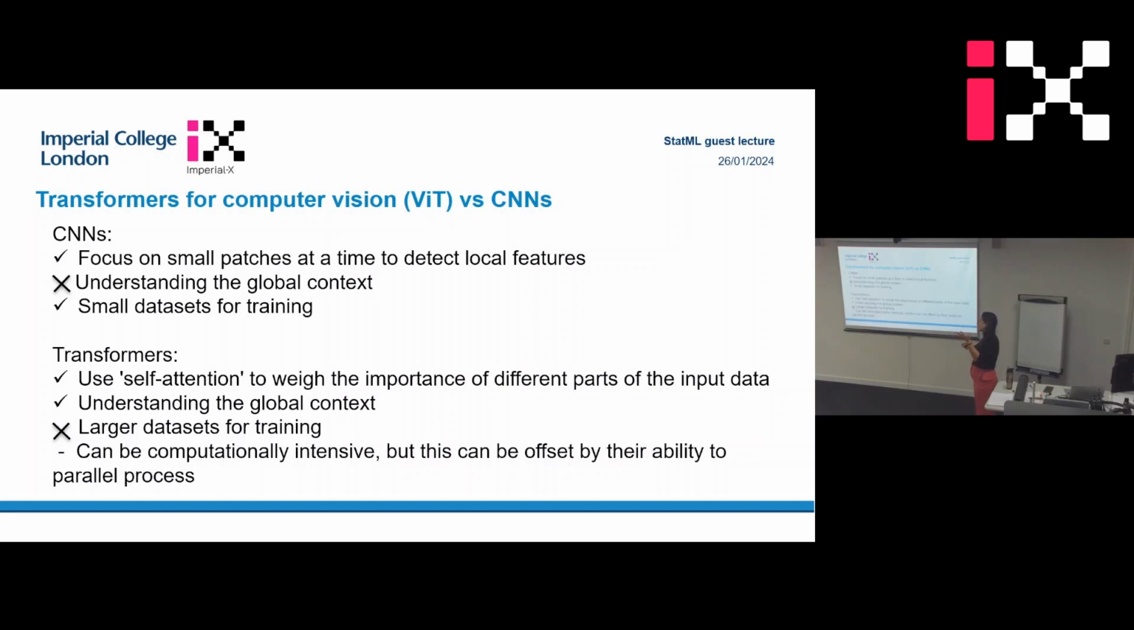So if you have very complex images with a lot going on, and understanding the global context of the image is important, then you want to use a transformer. However, if you're more interested in local features, like object detection, you probably want to use a CNN. The good thing about CNNs is that you require less training data. Transformers, to be fair, can be computationally intensive, but they can offset this because they're able to process in parallel. So it's not always true that they are more computationally expensive than CNNs. It depends on the application.